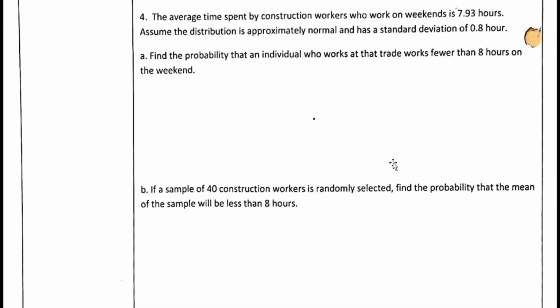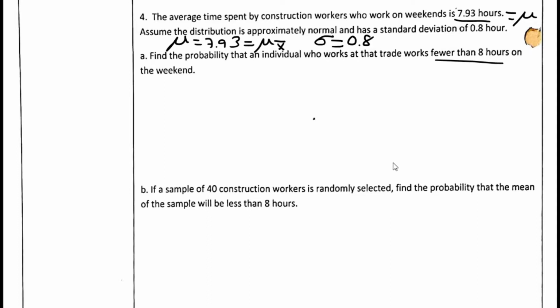All right, so looking at the next one. This one's saying the average time spent by construction workers is 7.93 hours. So that's the mu. We have the standard deviation is 0.8. So we got mu is 7.93, which we know is equal to the mu x bar. And then we have the regular standard deviation is 0.8 hours. We want the probability that an individual who works at that trade works fewer than 8 hours.